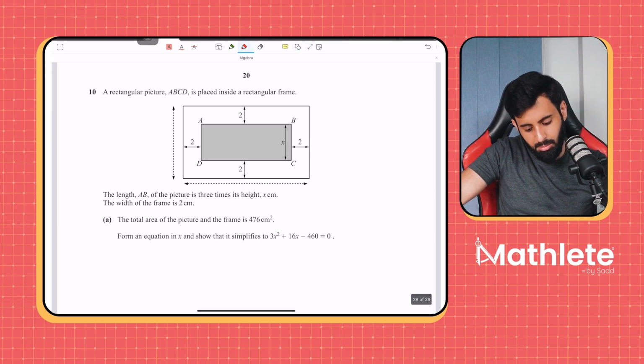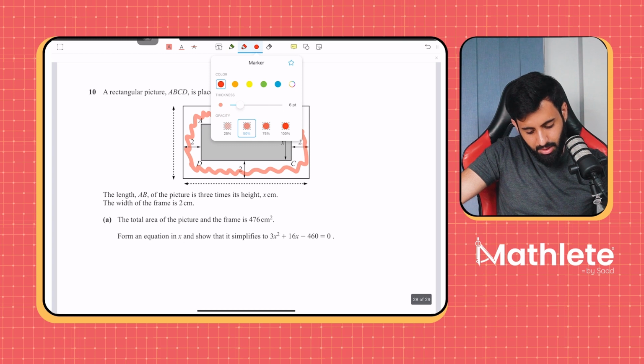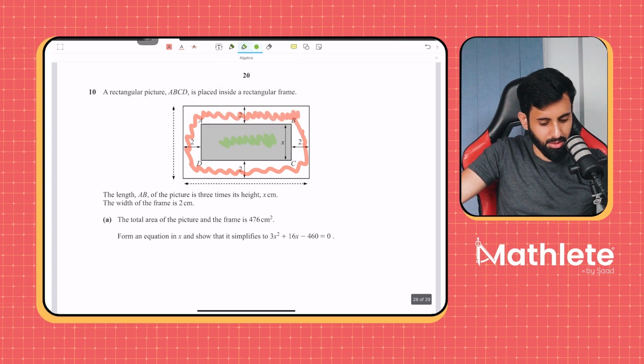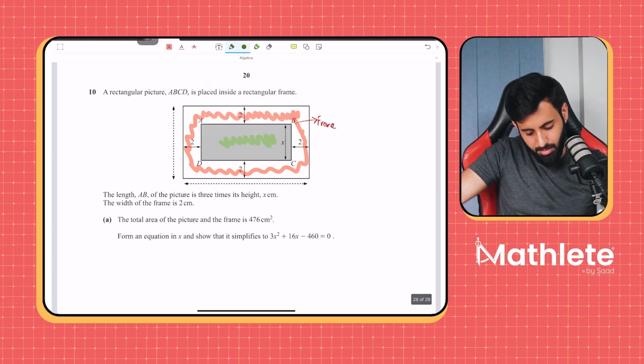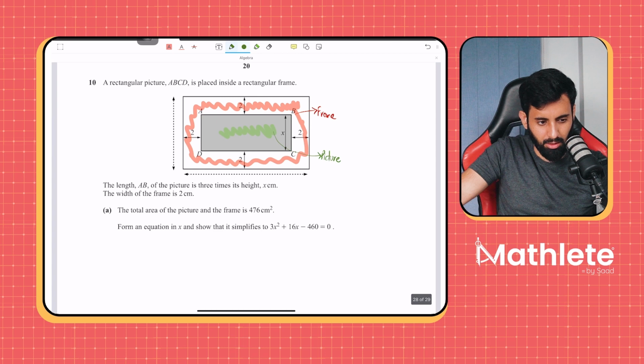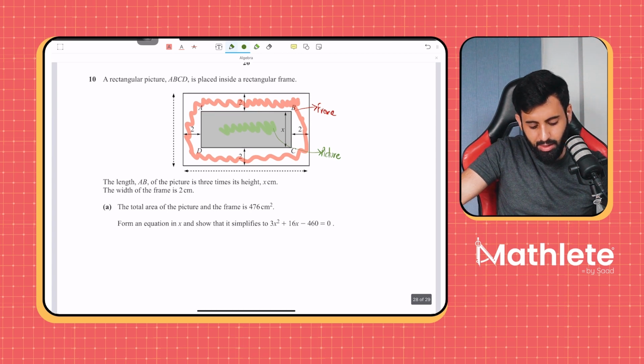Exactly. Because this part is the frame, and this part, what I'm highlighting in green, is the picture. So this is the frame and this green part is the picture. So why go through the pain of calculating them separately? Why not just find the dimensions of the big rectangle, and that should give us the area of both.